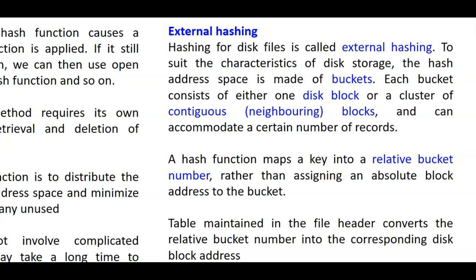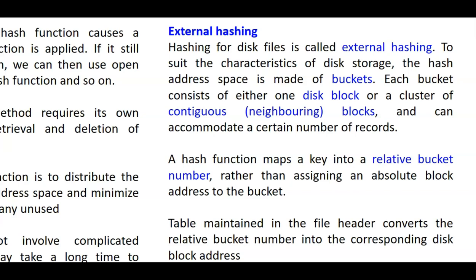So we have external hashing. Hashing of the disk file is called external hashing. To suit the characteristics of this storage, the hash address space is made up of buckets. Each bucket consists of either one disk block or a cluster of blocks together, and can accommodate a certain number of records. So a hash function maps a key into a relative bucket address or bucket number rather than assigning a particular address on the entire block.